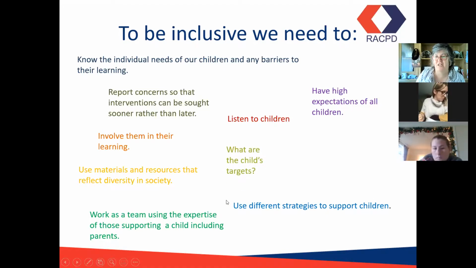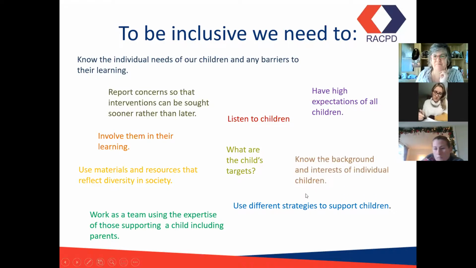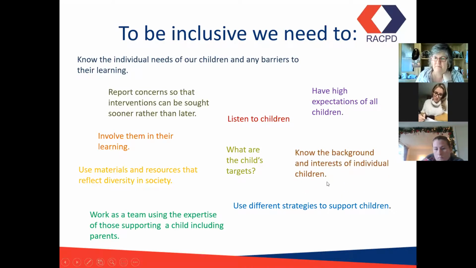Think about what the child's targets are. So if they are disabled and have quite severe learning needs, the targets are going to be a lot smaller than a child of the same age. But they've got to be targets that they potentially can achieve. And those small steps will make having high expectations work. As we mentioned already, knowing the background of your child, their interests.